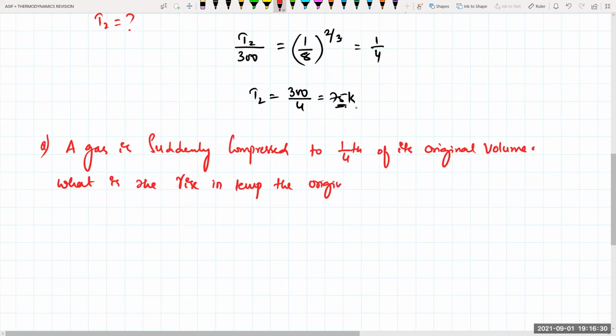The original volume is, say for example, V. First of all, what is the rise in temperature?